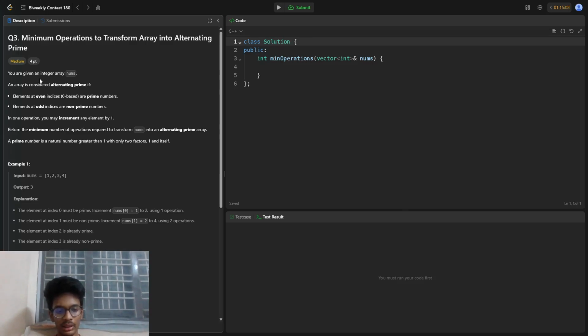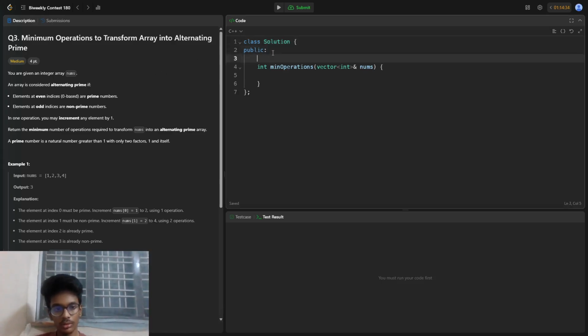And coming to the odd index, we can do some good stuff. We know that except 2 and 3, no two consecutive numbers are prime, right? So if the number is greater than 2, if I simply add a plus 1, it would become a non-prime. So that's all I need to do. First thing I need to write is the sieve.